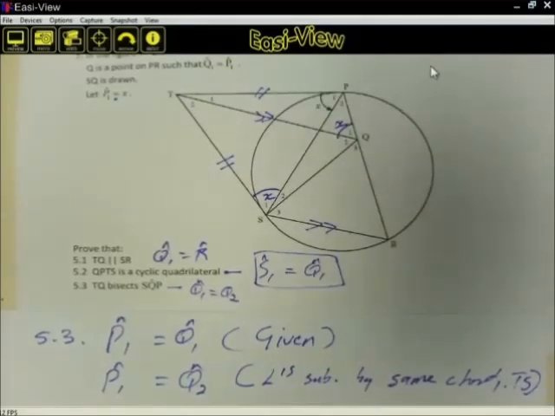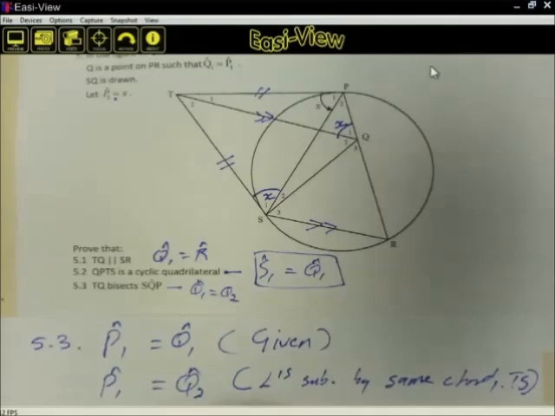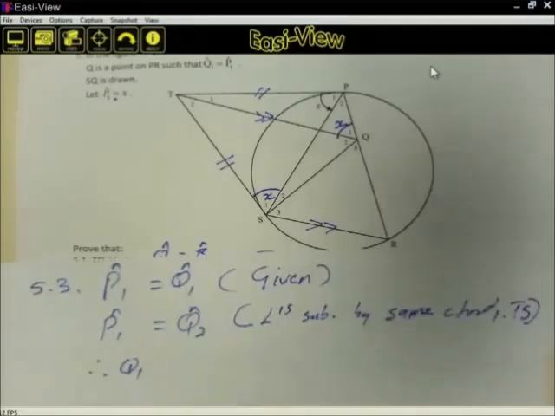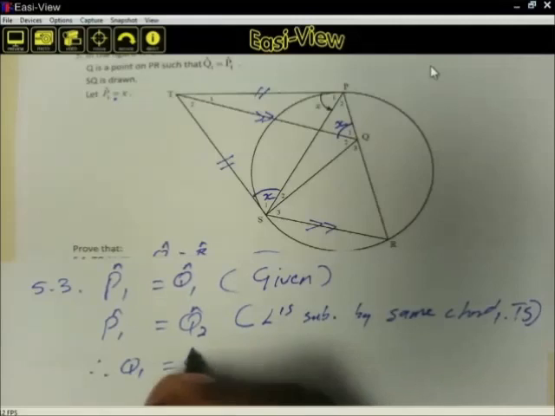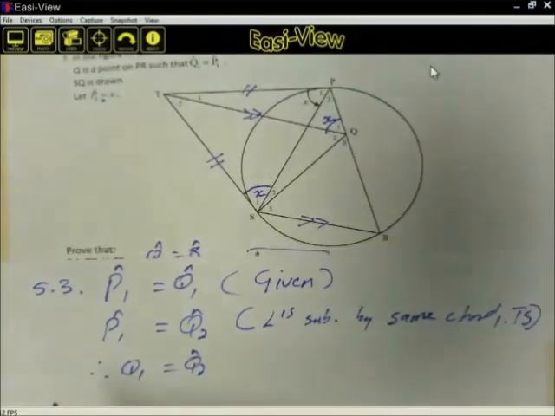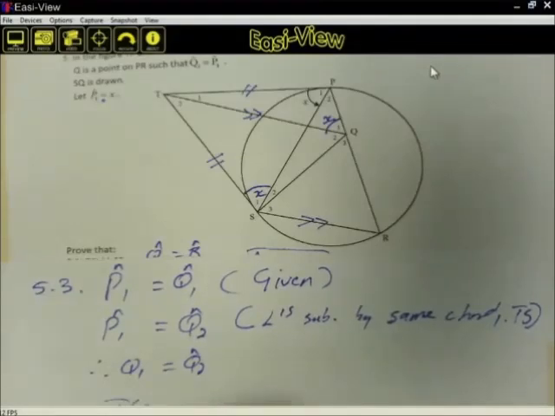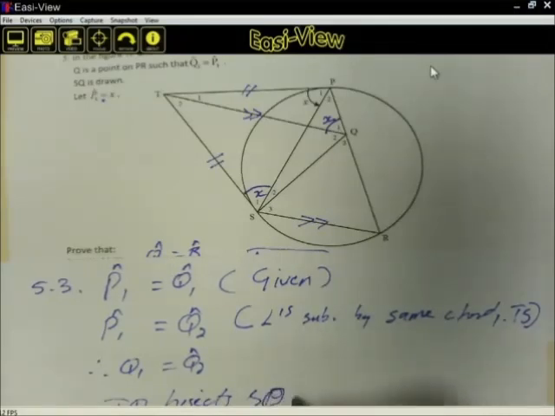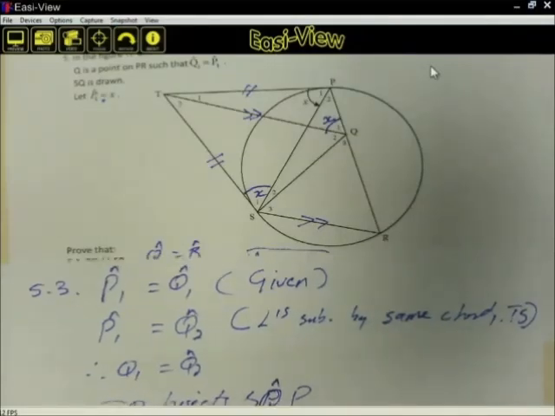From the two statements, we draw a conclusion. Therefore, Q1 is equal to Q2. So if angle Q1 is equal to angle Q2, what does that mean? It supports the statement that TQ bisects angle SQP. The word bisect means to cut into two equal parts. That's why we say Q1 is equal to Q2.